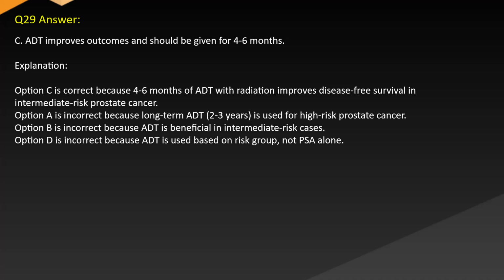Explanation: Option C is correct because 4-6 months of ADT with radiation improves disease-free survival in intermediate risk prostate cancer. Option A is incorrect because long-term ADT, 2-3 years, is used for high-risk prostate cancer. Option B is incorrect because ADT is beneficial in intermediate risk cases. Option D is incorrect because ADT is used based on risk group, not PSA alone.